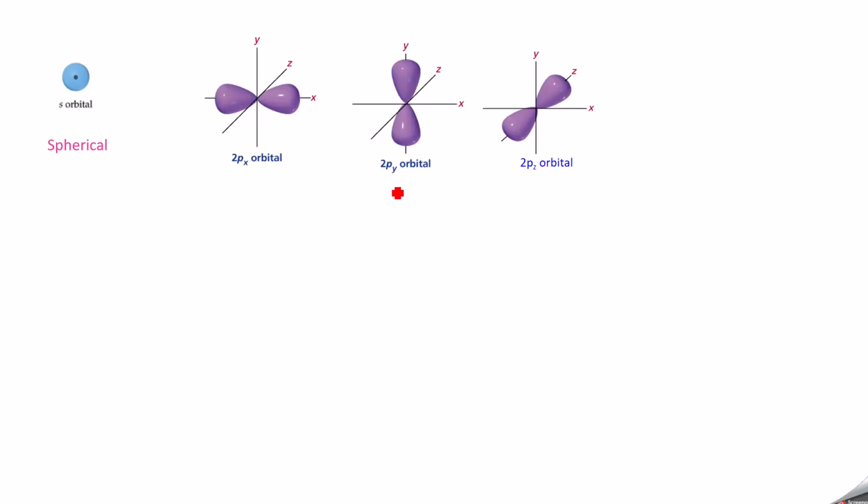When you see the shape of the s orbital, it is spherical. P orbitals are dumbbell shaped. We have 3 p orbitals. If the dumbbell shape is oriented in the x direction, it is px; oriented in the y direction, py. If it is in the z direction, we call it the pz orbital. All the 3 p orbitals have the same energy and they are called degenerate orbitals.